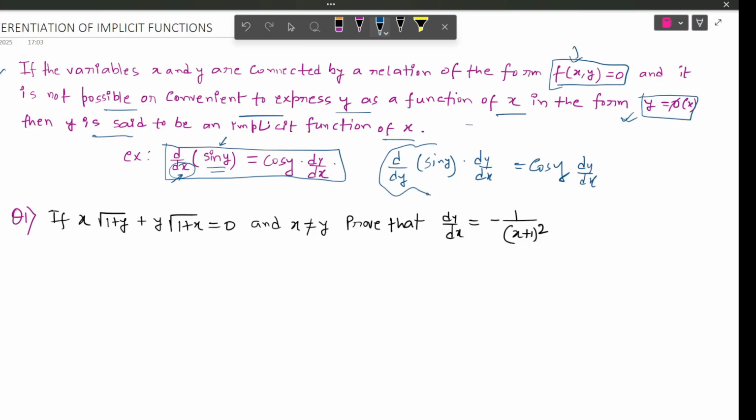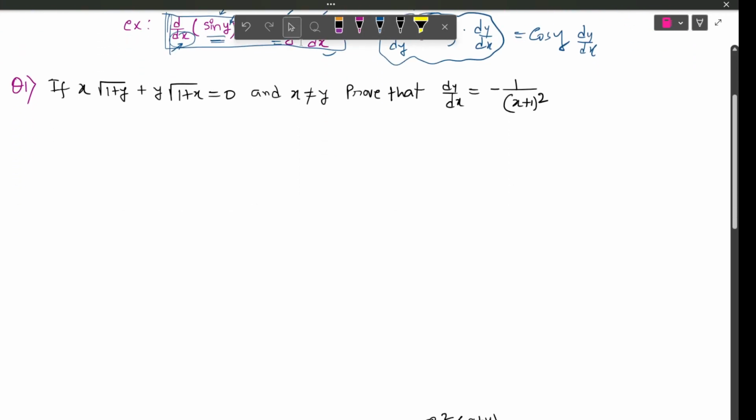But many times we do not write like this, because when we are expert in this topic, then we can directly write in this format. That is, differentiation of sine y is cos y and differentiation of y is dy by dx. Okay. Now let us see some problems regarding implicit function.